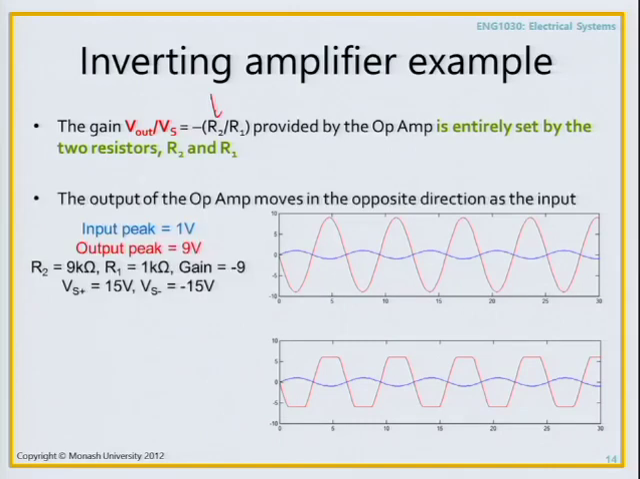And if I use the same values as I did before, R2 equals 9K and R1 equals 1K, my gain will be -9, and here you can see that the output will be an inverted version and scaled by a factor of 9 of the original blue input.